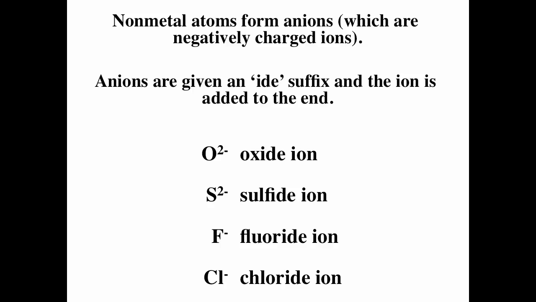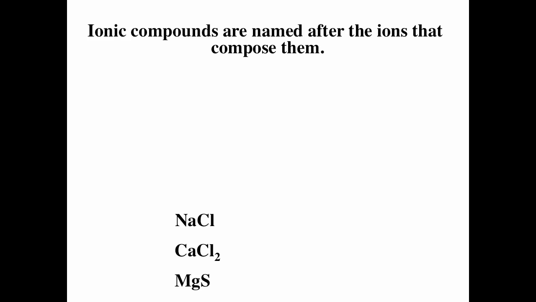When fluorine gains an electron, it forms the fluoride ion. And when chlorine gains an electron, it forms the chloride ion. So again, for metals, when they form ions, you just add "ion" to the end. For nonmetals, you have to change the suffix to -ide. Now, ionic compounds are just named after the ions that compose them.